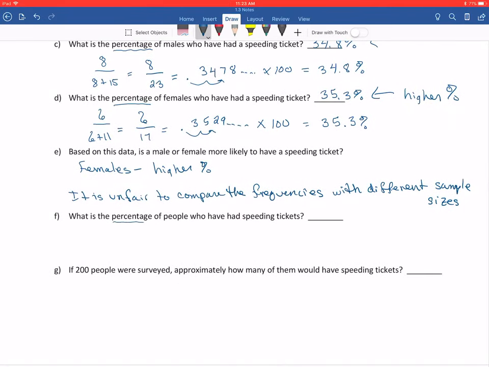What is the percentage of people who have had speeding tickets? So an overall percentage here. So those who have had speeding tickets, that would be the 8 males and the 6 females. Out of both of the totals, so out of the 23 males and 17 females who were asked. So that would be 14 total people out of the 40 that were asked. Dividing that out comes out really nice as 0.35 or 35%.